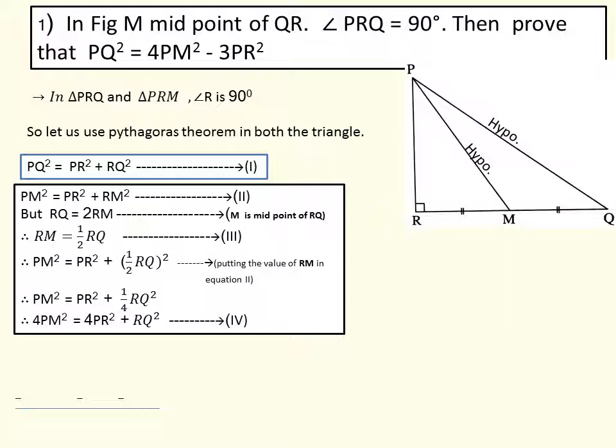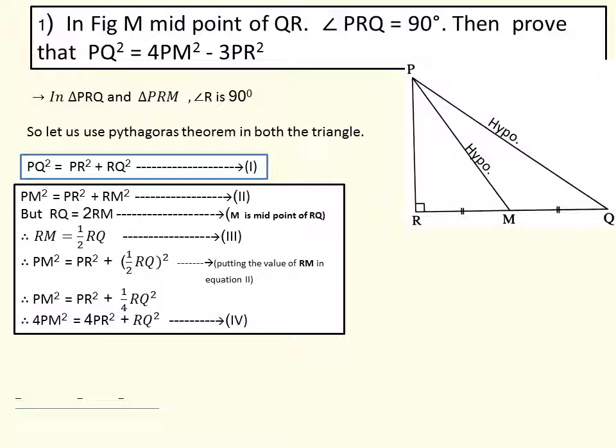Now use RM equal to 1 upon 2 RQ in equation 2, we get PM square equal to PR square plus half RQ bracket square. So after squaring bracket, we get PM square equal to PR square plus 1 upon 4 RQ square. 4 is in denominator, so multiplying by 4 we get 4 PM square equal to 4 PR square plus RQ square. This is equation number 4.